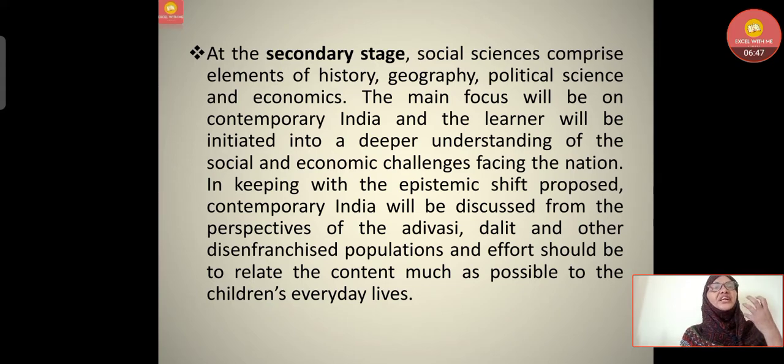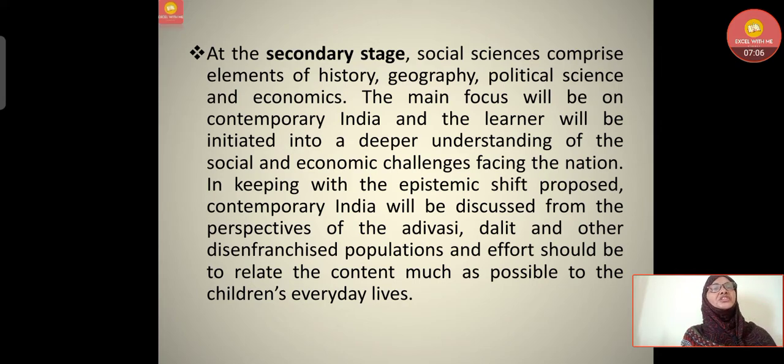Obviously, what are the different things that happen in our country, at the secondary level maturity will be more than at the upper primary level. So they will understand the political issues, what are the things happening, the challenges, the economic challenges our country is facing, they should understand.